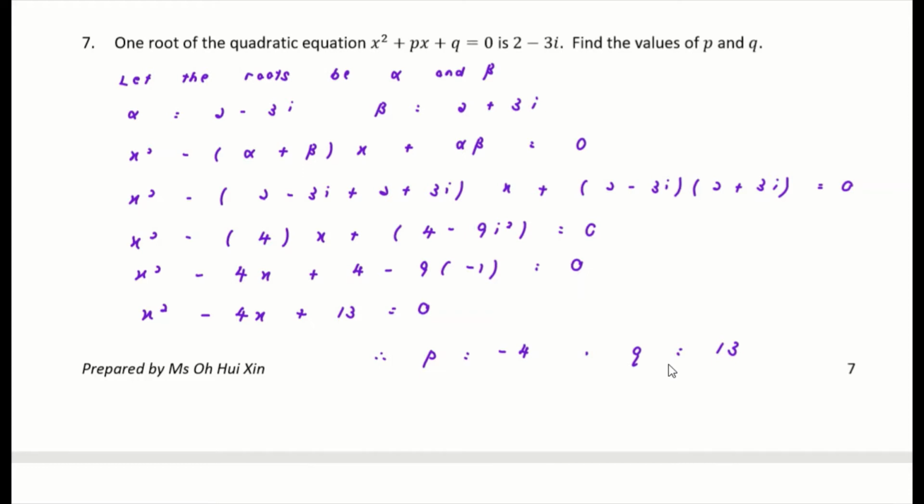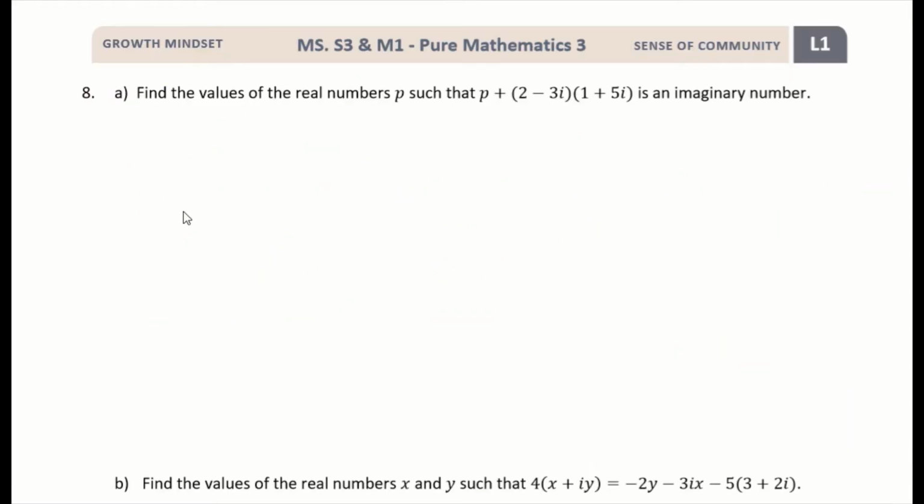Another alternative that you can try is (x minus alpha)(x minus beta) equals 0. Then you substitute your alpha and beta inside, then expand it. You're going to get the exact same answer. You can try it out as well. Okay, so let's move on to the last question. Okay, last example.